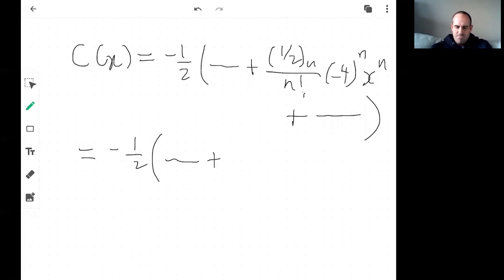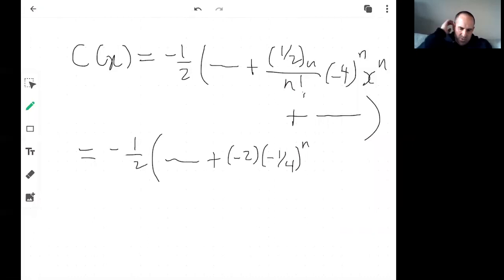Here's the generic term. It's going to be negative 2, and then negative 1/4 to the n, which is very convenient because I have a negative 4 to the n sitting right there to cancel some stuff.